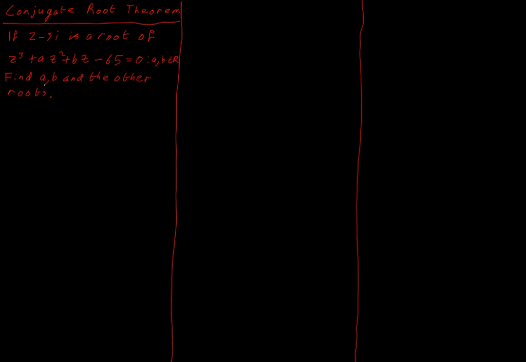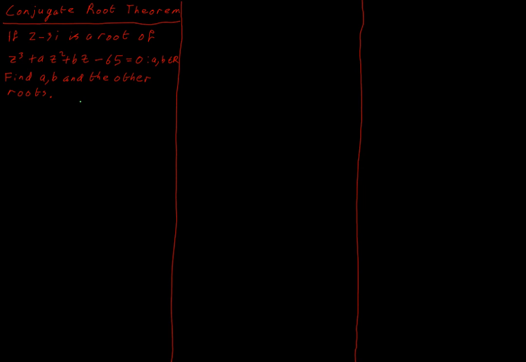That allows me to use the conjugate root theorem, and only when I know that I have a and b real, or all of my coefficients real, can I use my conjugate root theorem. So that's going to help me to find a and b and the other roots. So I know one of the roots, and I can see that it's a complex number. I can see that this is a cubic equation, so it is going to have 3 roots.